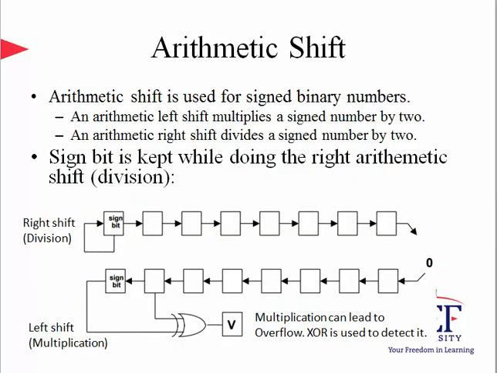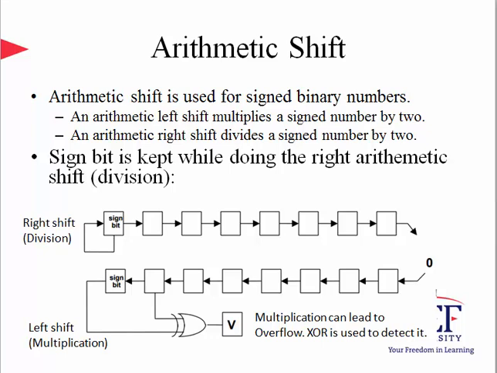On the other hand, logic shifter is not good for signed operations. For correct operation, we need arithmetic shift that respects the sign bit. If you observe carefully, an arithmetic left shift multiplies a signed number by 2, whereas an arithmetic right shift divides a signed number by 2. The sign bit is kept while doing the right arithmetic shift, which is division.